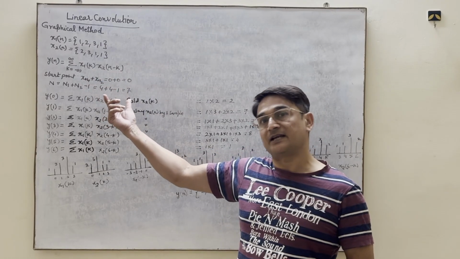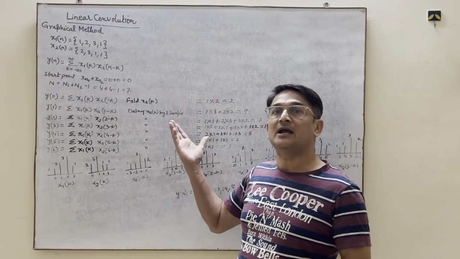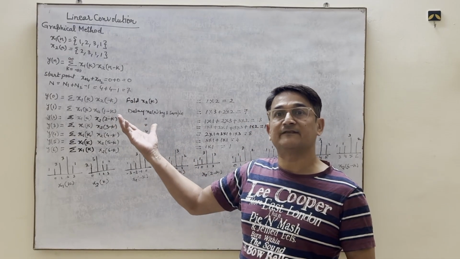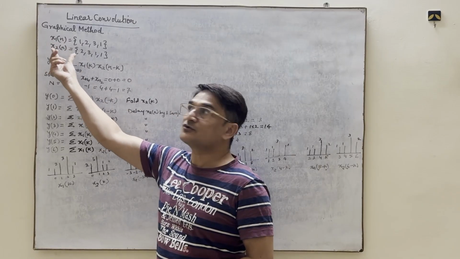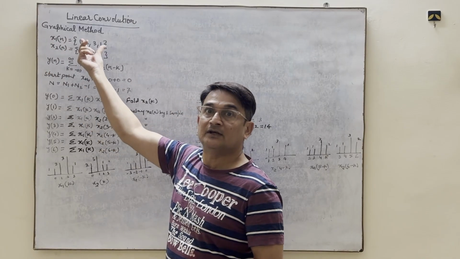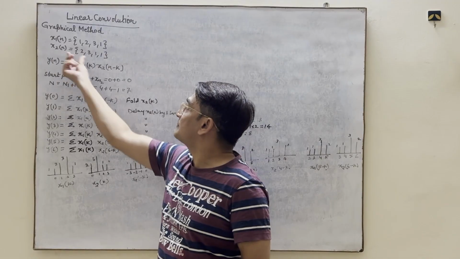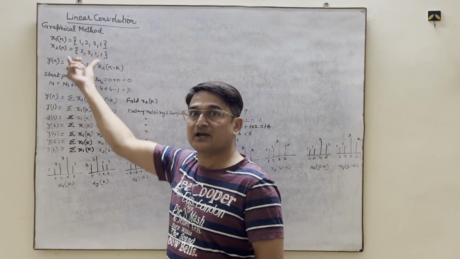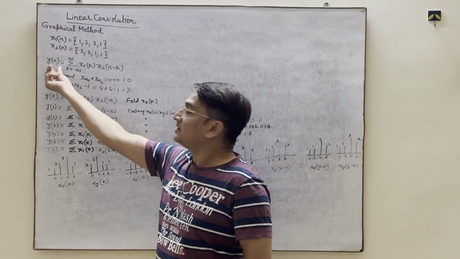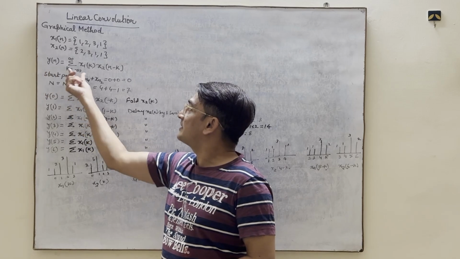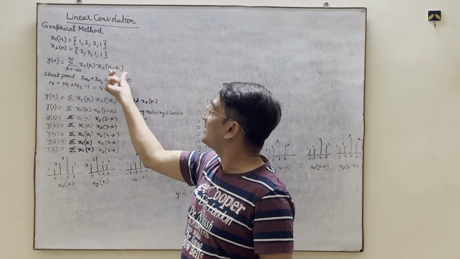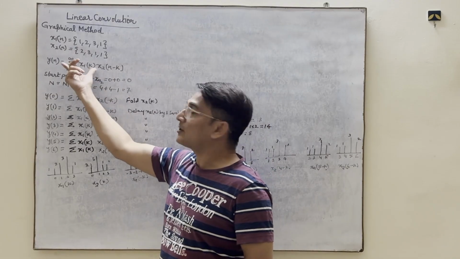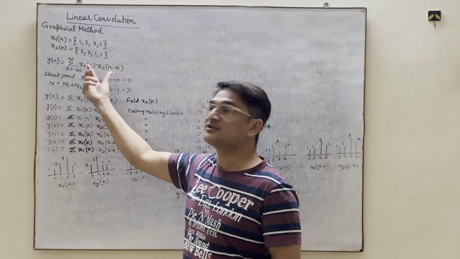The graphical method, as the name says, is by drawing the graphs of the given sequences. So let us say you have two sequences x1[n] and x2[n]. x1[n] is 1 2 3 1, having 4 elements, and x2[n] is 2 3 1 1, also having 4 elements. So the formula for convolution, y[n] is equal to the summation from k equals minus infinity to infinity of x1[k] x2[n minus k]. This is the formula which we have already discussed in the previous video.